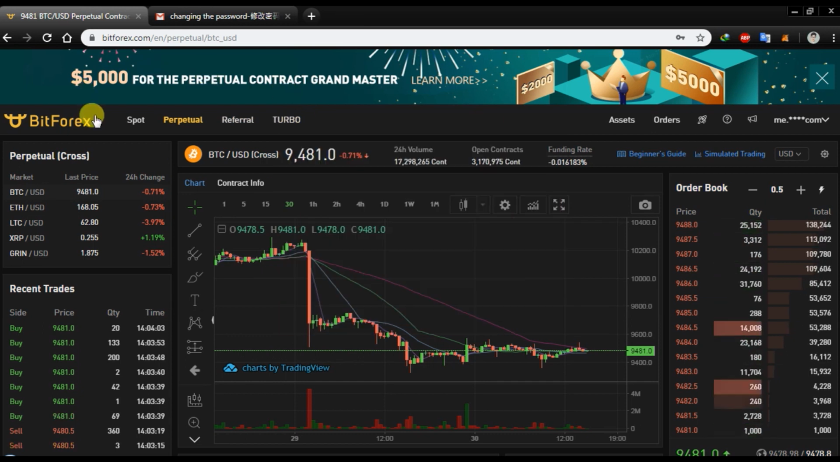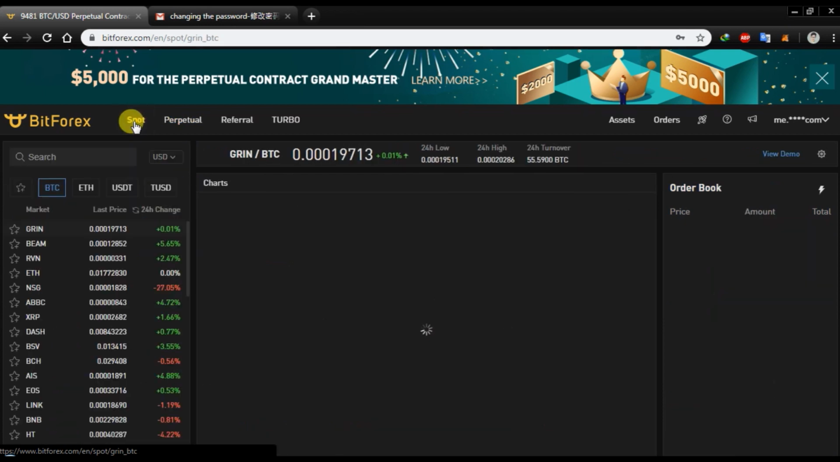At the top left, you can see the words spot and perpetual. These are the two types of trading on Bitforex. First, I will explain spot trading.